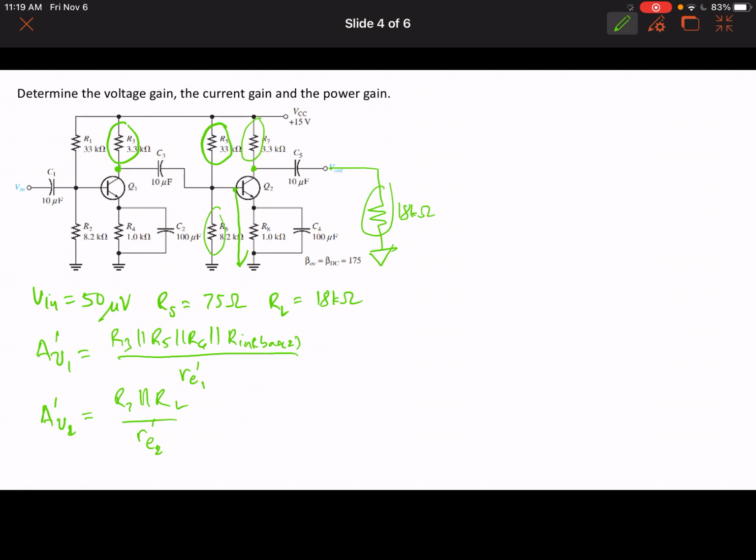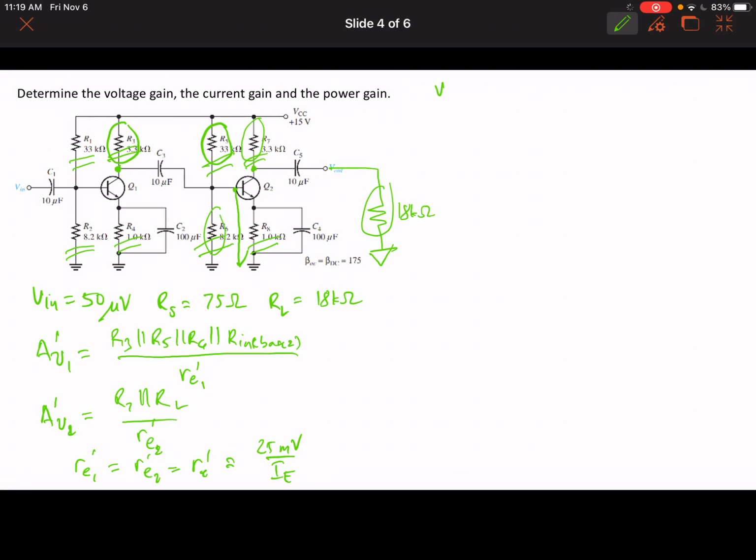Okay, now we note that the voltage divider resistances here are the same as the voltage divider resistances here. The emitter resistance is also the same here, and the collector resistance is the same here, which implies that RE1 prime is equal to RE2 prime, so we just need to solve for just one RE prime. Okay, and for that we need IE, the DC emitter current. So let's begin with that.